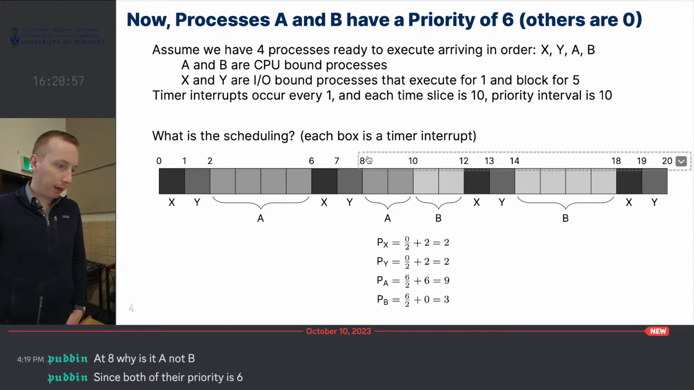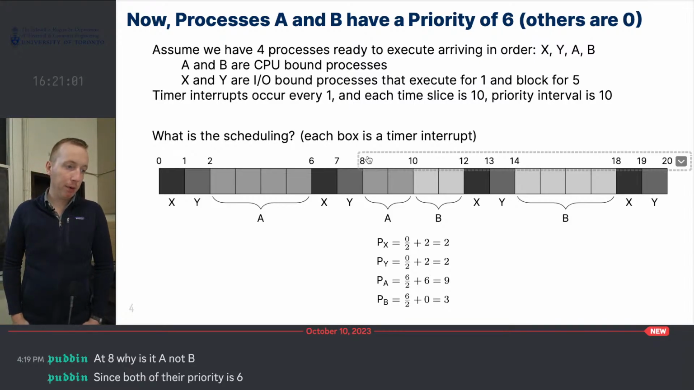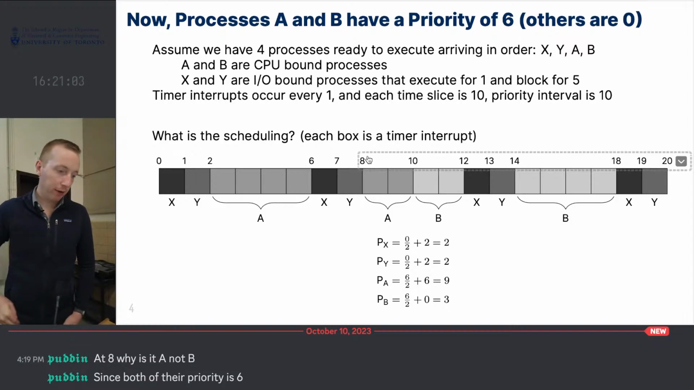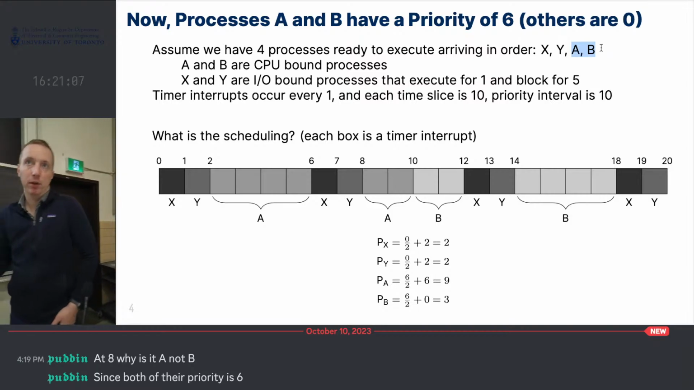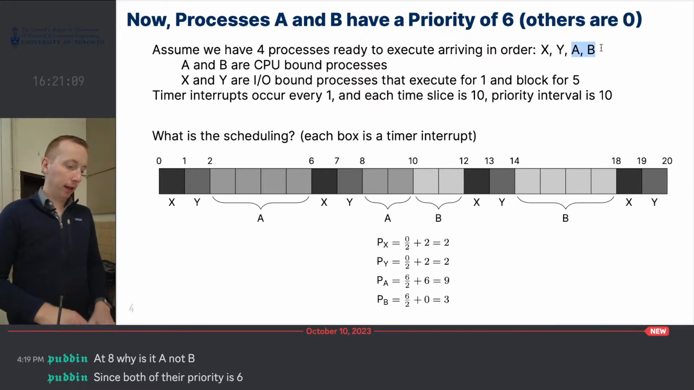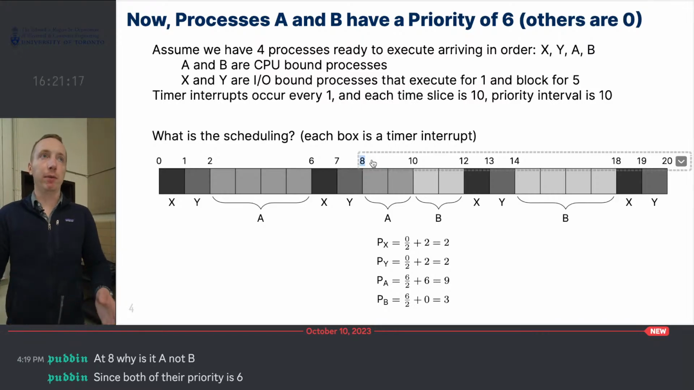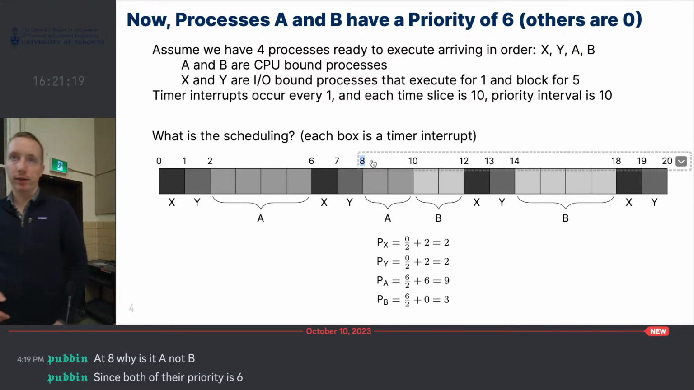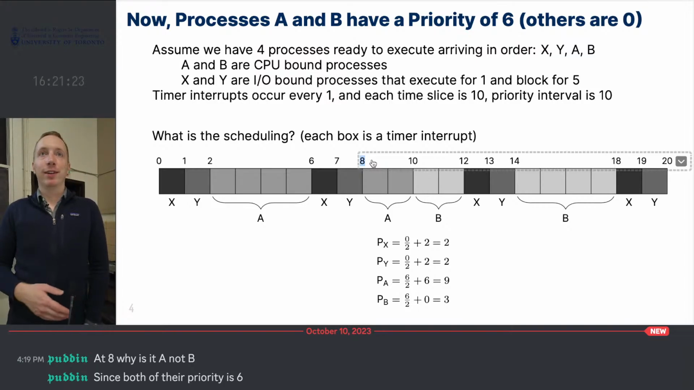Yeah, so in this case, both their priorities were 6 at that point. So we go by arrival order, and A arrived before B. So we pick A. It's the same reason we picked A at time 2 as at time 8. We haven't recalculated the priorities yet. Everything's the same. All right, any other questions? Yeah.